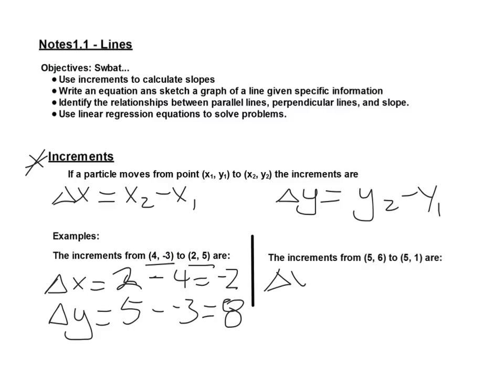All right, so I want you to try this one over here. You find the increments, pause, and then check your answer with me. All right, did you pause? Don't go on without pausing and checking. All right, so the first one should be 0. Next one should be negative 5.